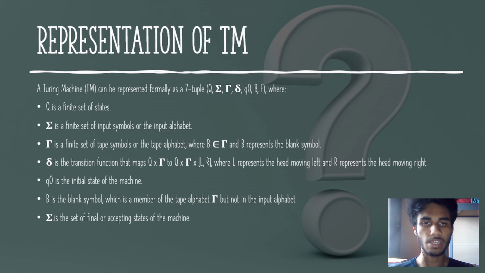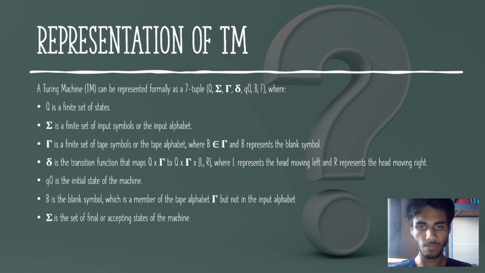Now let's discuss the representation of a Turing machine. A Turing machine can be represented formally as a 7-tuple, namely Q, sigma, rho, delta, Q0, B and F, where Q is a finite set of states, sigma is the finite set of input symbols or the input alphabet, rho is the finite set of tape symbols or the tape alphabet, where B belongs to rho and B represents the blank symbol.